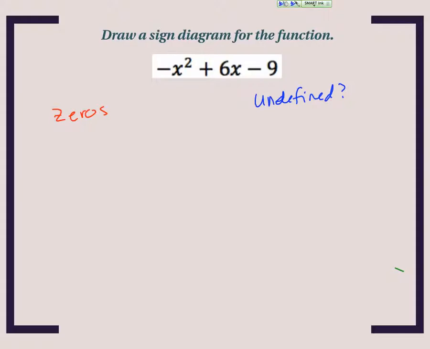Same thing, we look for where our function is undefined and what are the zeros. So let's just start with undefined. Do I have any square rooting? Nope. Do I have any dividing? So I don't even have to worry about that. It's not undefined. So I won't have any dash marks on mine at all. Now for the zeros, I have to set that equal to 0. So negative x squared plus 6x minus 9 equals 0. It's a good thing we just finished a chapter on quadratics, right?